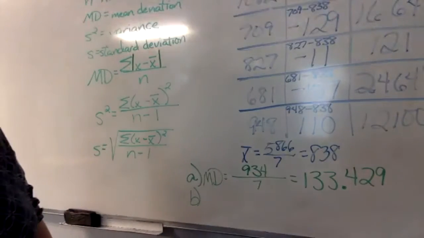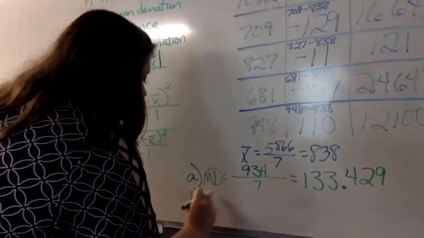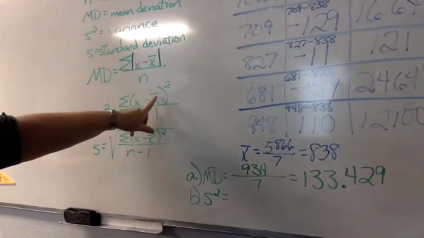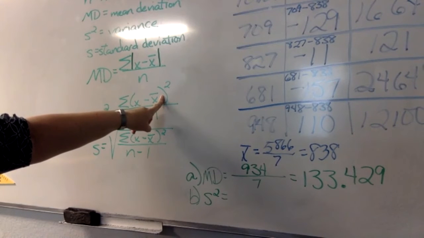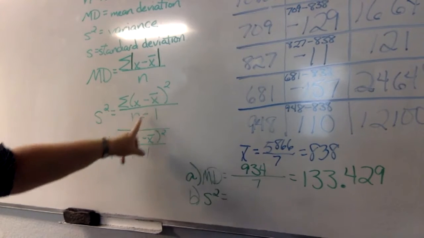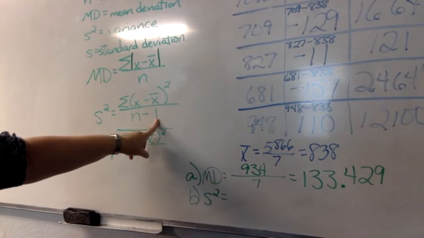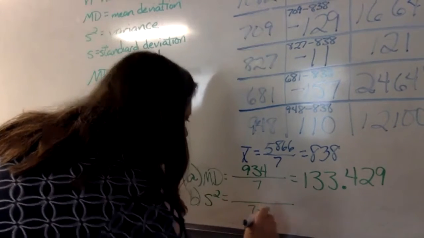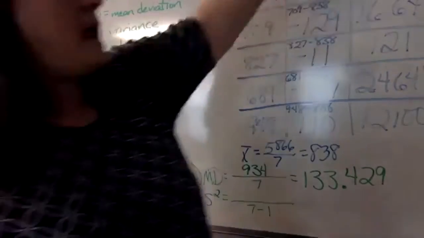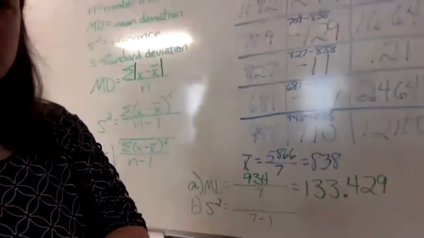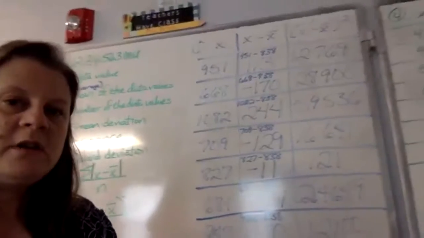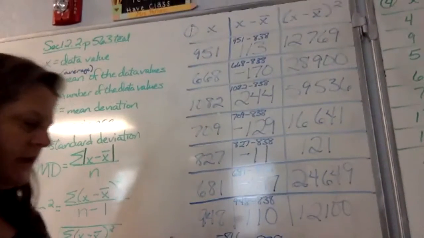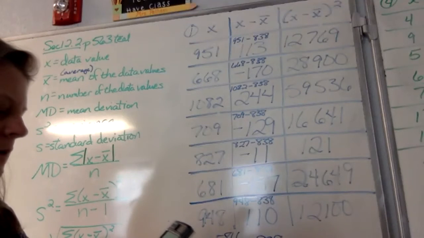Part B is our variance. So our variance is equal to the sum of my squared column divided by the number of terms minus 1. So I'm going to have 7 minus 1 on the bottom, but then I got to add all of this column together here. So make sure you got your table. We got to add all those big numbers together this time, and they were all positive to begin with. So 12,769.